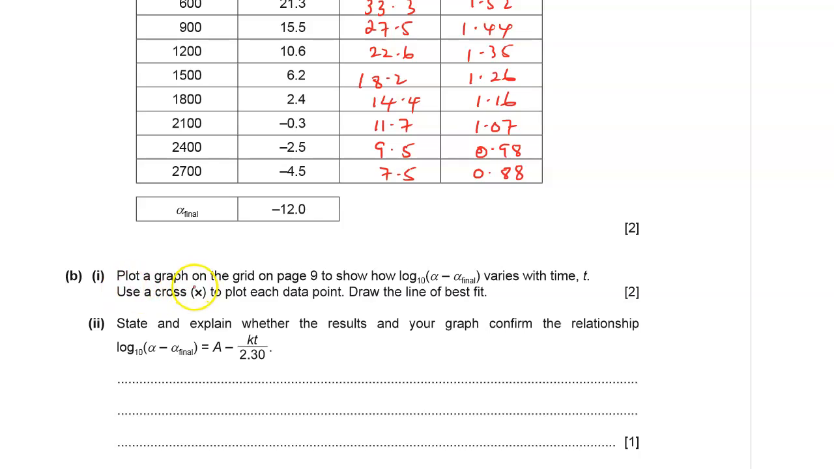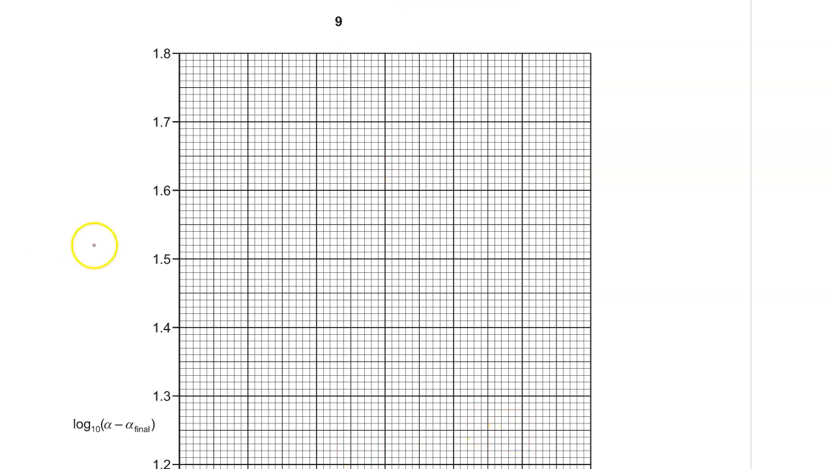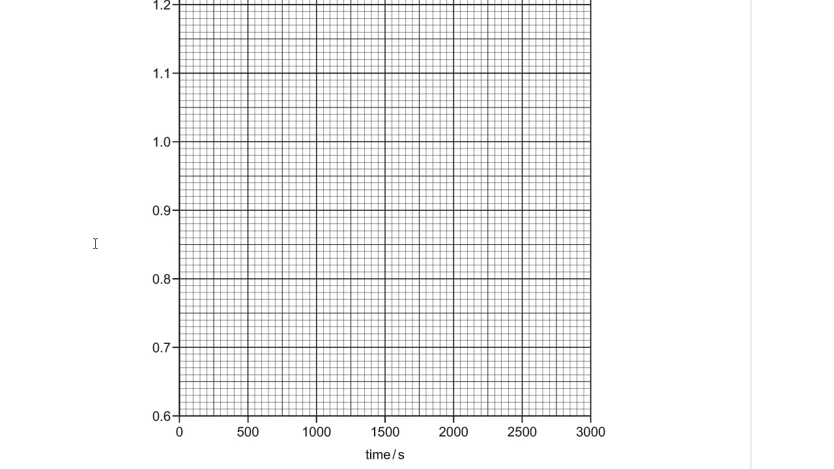Plot a graph on the grid on page 9 to show how this varies with time. Use a cross to plot each data point. Draw the line of best fit. Of course, after you've done that, you come here and state and explain. So shall we plot this graph? So here we are. Let's plot the graph.